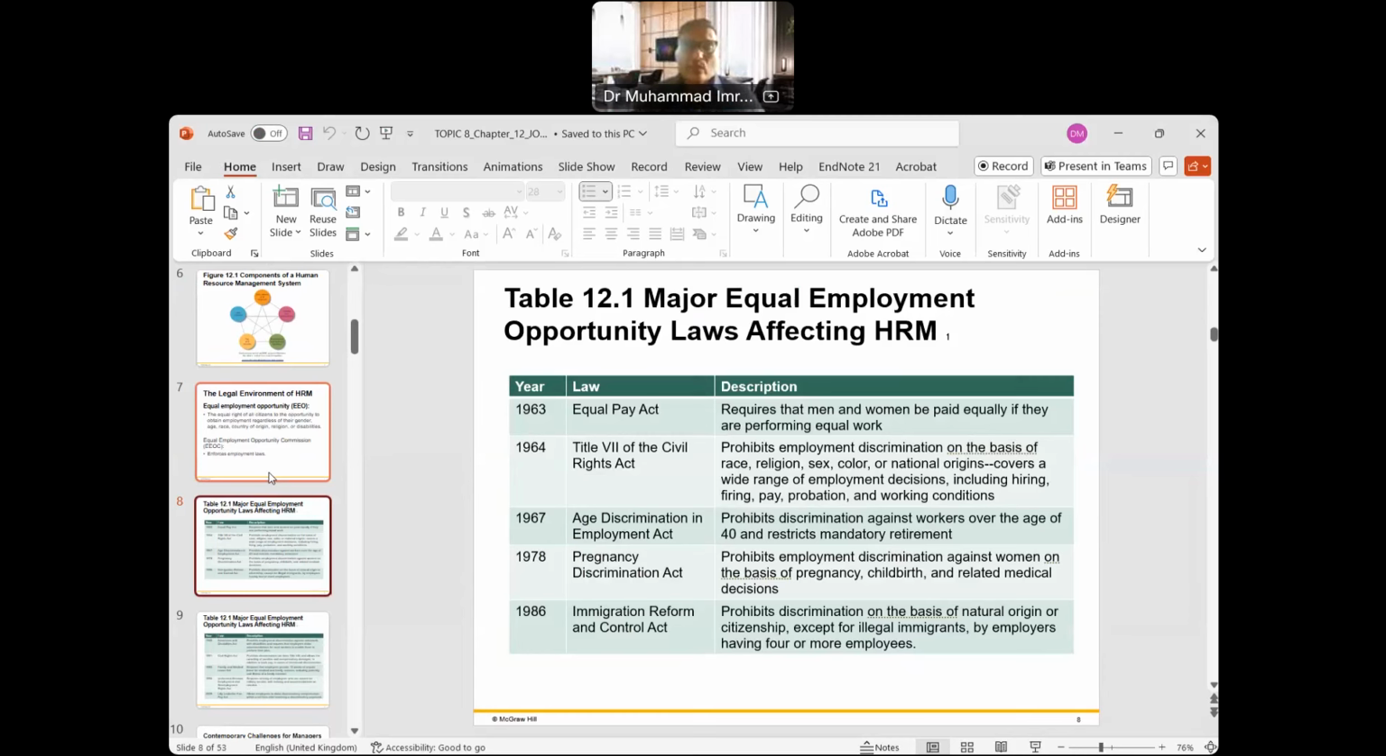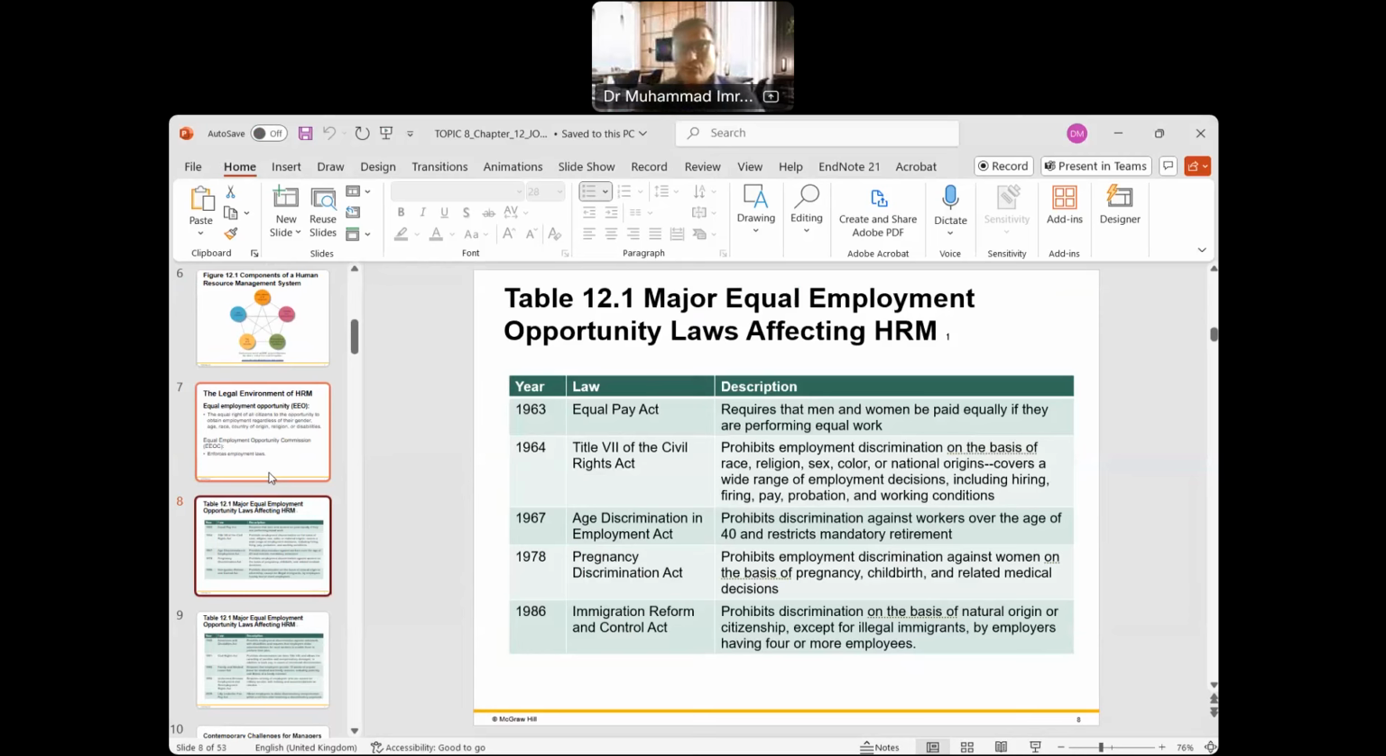Another one is the 1978 Pregnancy Discrimination Act, which prohibits employment discrimination against women on the basis of pregnancy. They will take more time because she is pregnant, she cannot work, childbirth also. Every year, every 2 years, she has a child, so we cannot afford her. This kind of discrimination should not be at the workplace. Related medical decisions also, maybe any other medical issues borne by the laborer.